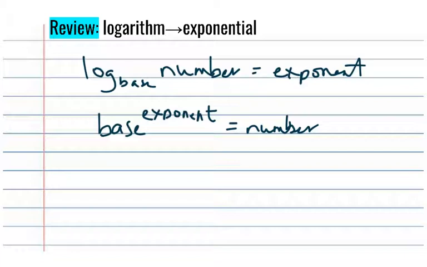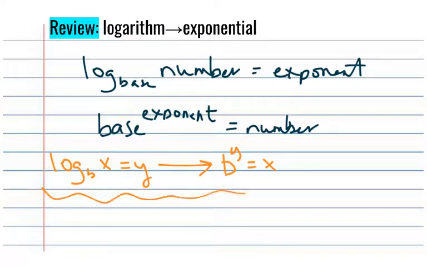So let's go through and rewrite this, instead of writing it in words, with variables. We would have the log of some base b of a number x is going to equal y. If I want to take this logarithm and write it as an exponential, my base b raised to my exponent y is going to equal my number x. And this is what we're going to be using in order to solve our equations. So let's look at an example.